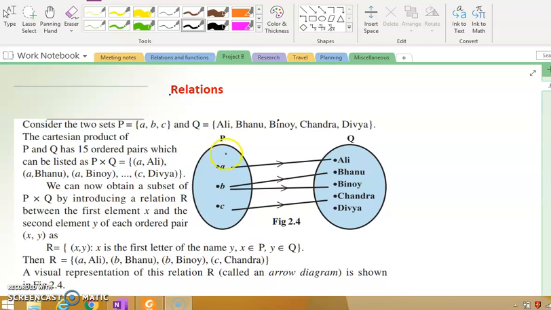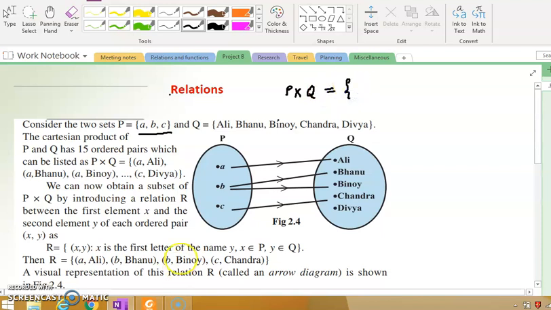Suppose the sets are given. In the set P you have these three elements A, B, C, and in the set Q you have the elements Ali, Bhanu, Binoy, Chandra and Divya. You have to find the Cartesian product of P and Q. So write it this way: P cross Q. That means you are going to find the Cartesian product of P and Q.